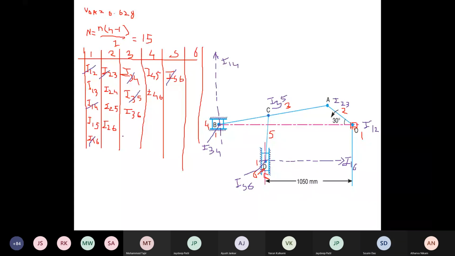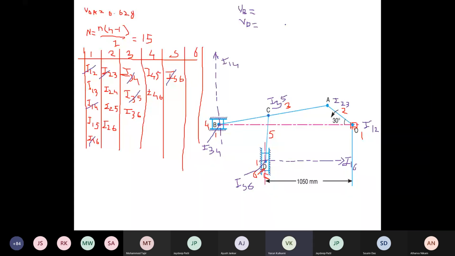But there is no need to find all the ICRs or the location of all the ICRs. You have to see in the numerical what you have to find out. Now in the given problem, which terms do you have to find out? Velocity of B, correct? And second is velocity of D. For velocity of B, you have to write down the formula. What is the formula to find velocity of B?